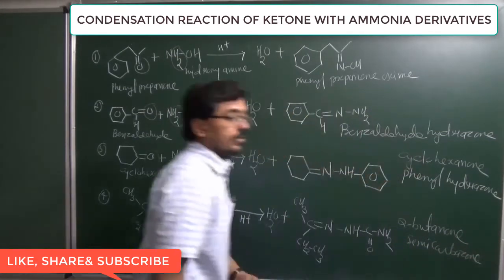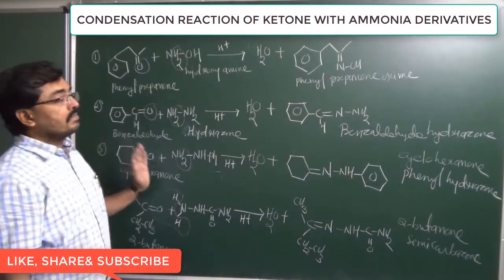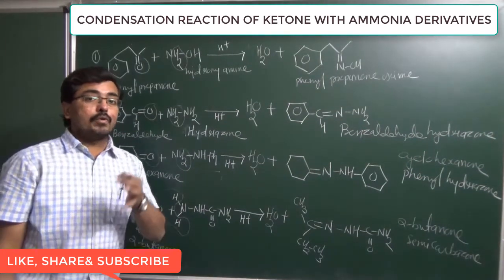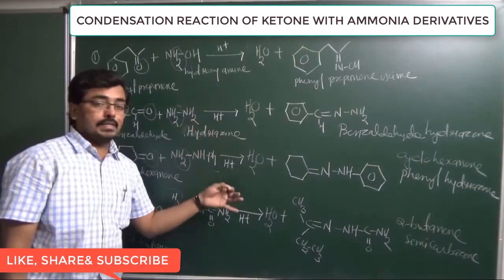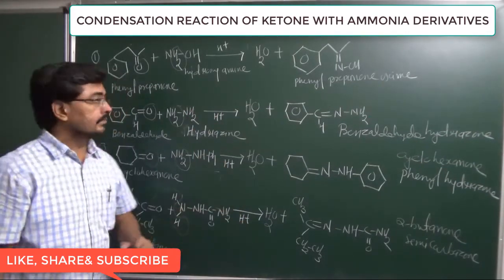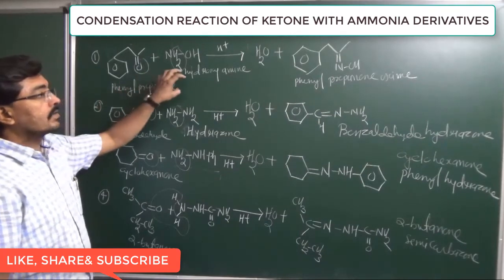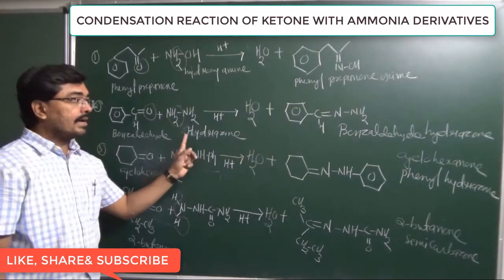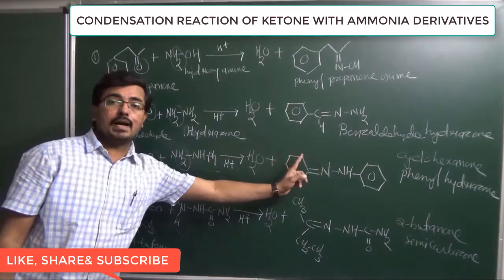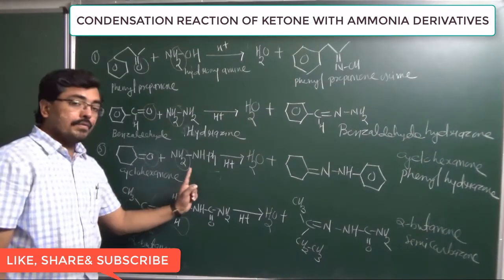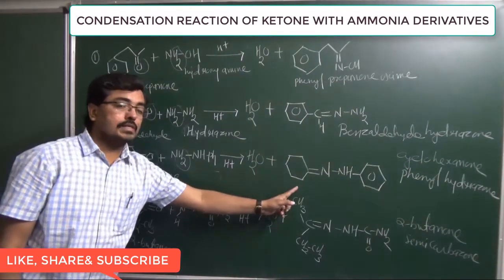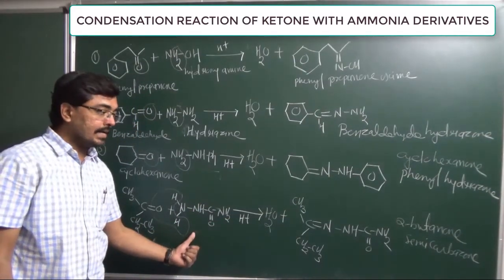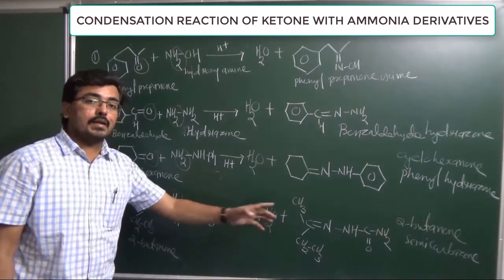So now we have studied that different types of cyclic aldehydes or ketones may react with different ammonia derivatives in the presence of acid, and we get different products. Phenyl propanone with hydroxylamine gives phenyl propanone oxime. Benzaldehyde with hydrazine gives benzaldehyde hydrazone. Cyclohexanone with phenylhydrazine gives cyclohexanone phenylhydrazone. 2-butanone with semicarbazide gives 2-butanone semicarbazone.